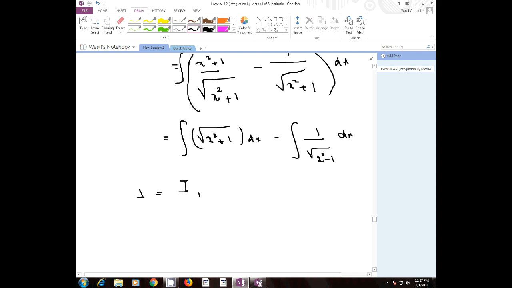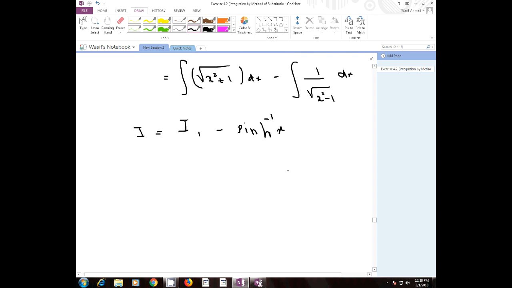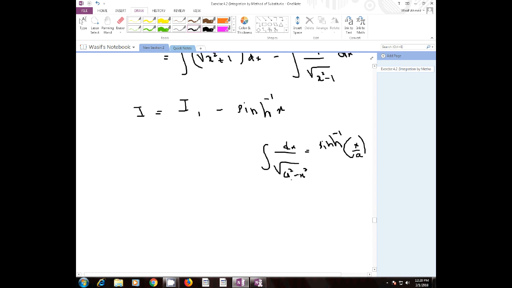Name the first integral as I1, and the second integral is equal to sine hyperbolic inverse x. Just in the previous question I mentioned a formula that the integral of 1 divided by square root a square plus x square is sine hyperbolic inverse x divided by a. And here instead of a we have 1, so the integral is simply sine hyperbolic inverse x divided by 1, which need not be written. So sine hyperbolic inverse x is the answer.